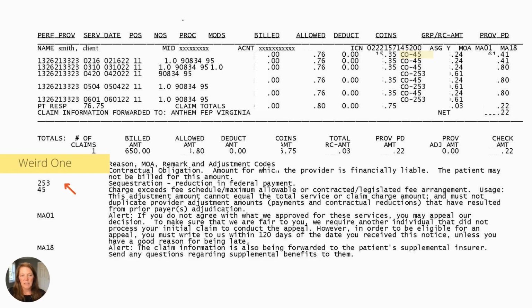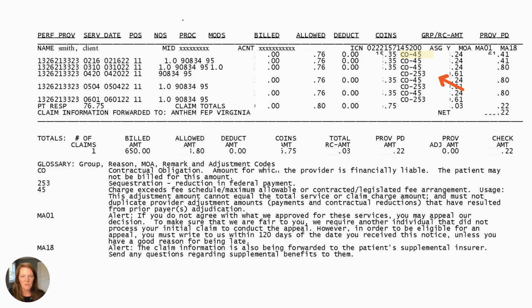And then this is a really unusual one. I actually had to look it up myself because it's sort of a weird situation with Medicare right now. Medicare basically has reduced the allowable amount that they're going to pay clinicians for services. So they're paying the full amount, but then they're recouping some of it. So 253 just means that they're taking this part back, this reduction in federal payment. So that's why I said this is a little unusual up here.